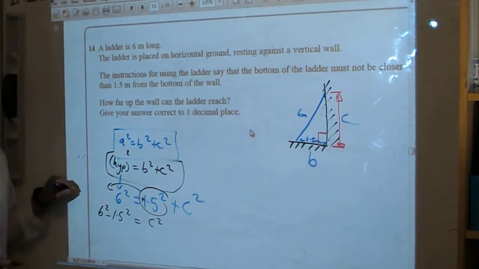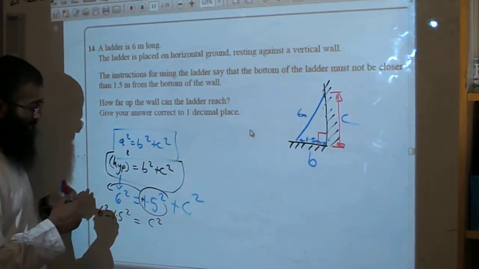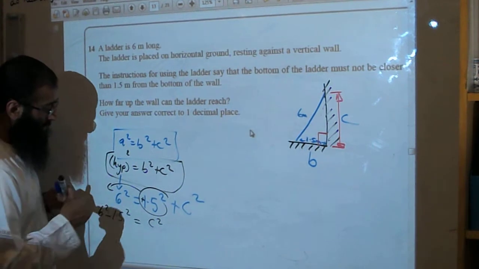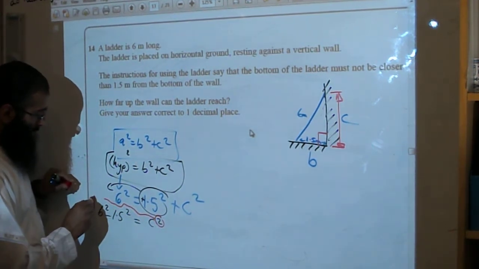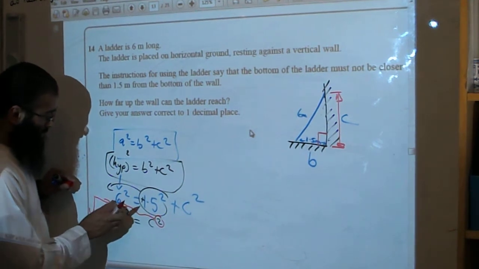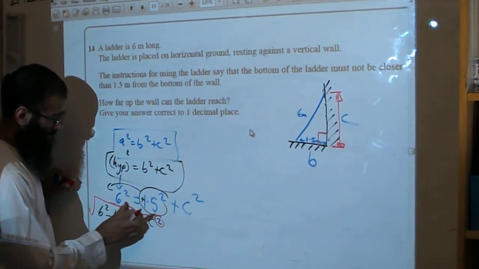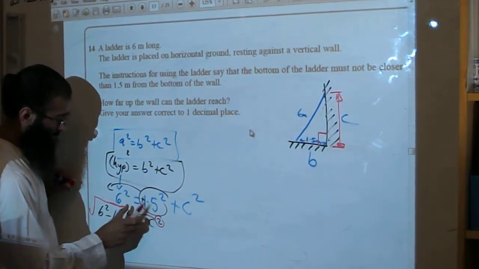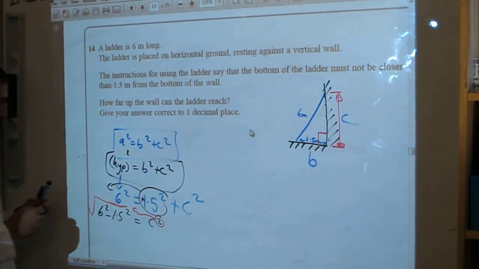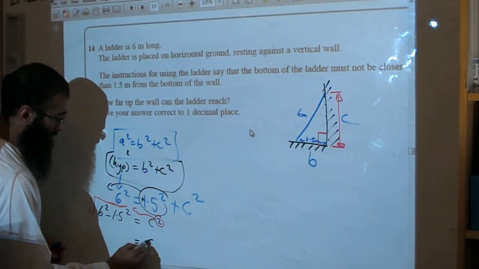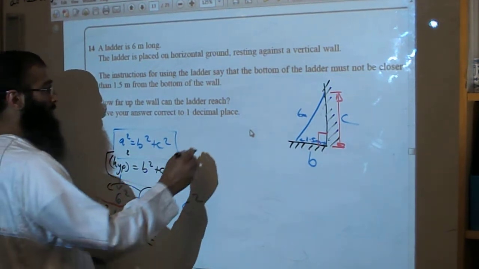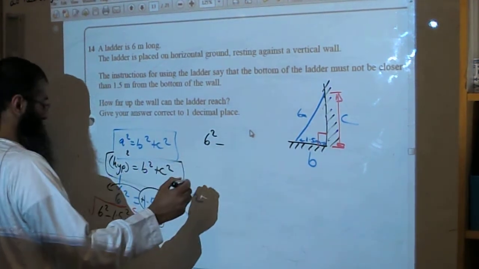I don't want c squared, I want c. So the opposite of squaring is square root. Take the square root. So we can say c is equal to the square root of 6 squared minus 1.5 squared.